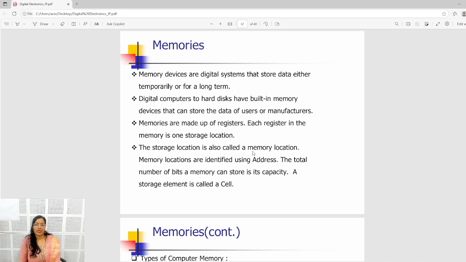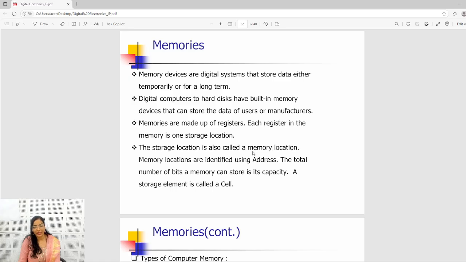Coming to our last topic of discussion for this digital electronics series is the topic of memories. So the memory devices are digital systems that store data either temporarily or for a long term. Digital computers to hard disks have built-in memory devices that can store the data of users or manufacturers. Memories are made up of registers. Each register in the memory is one storage location. Storage location is also called a memory location.